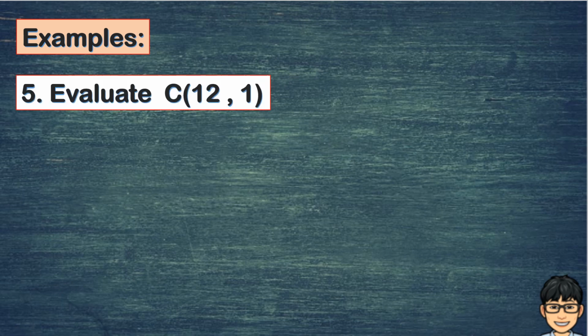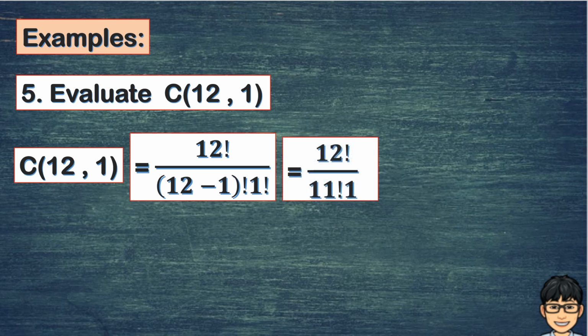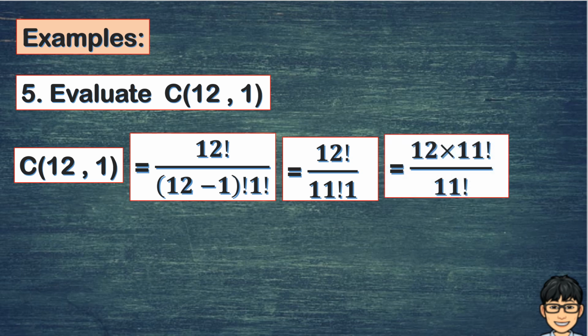Let us have example number 5. Evaluate 12 select 1. So using the formula, we have 12 factorial over the quantity of 12 minus 1 factorial times 1 factorial, which is also equal to 12 factorial over 11 factorial times 1. To simplify, we have 12 times 11 factorial over 11 factorial. Then, cancelan natin yung 11 factorial. So the answer is 12.